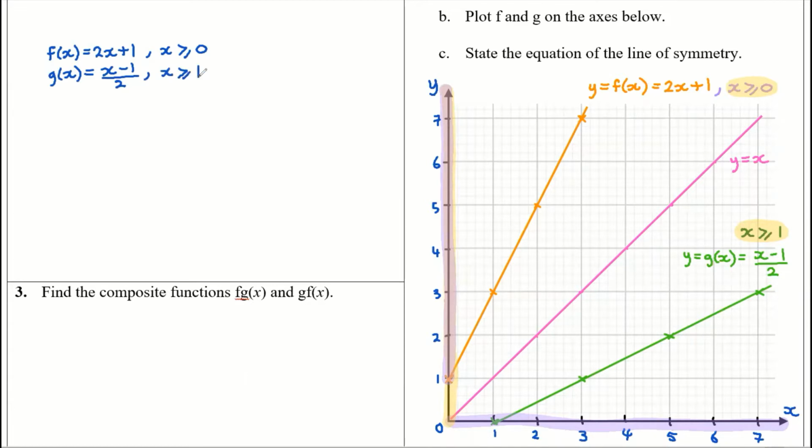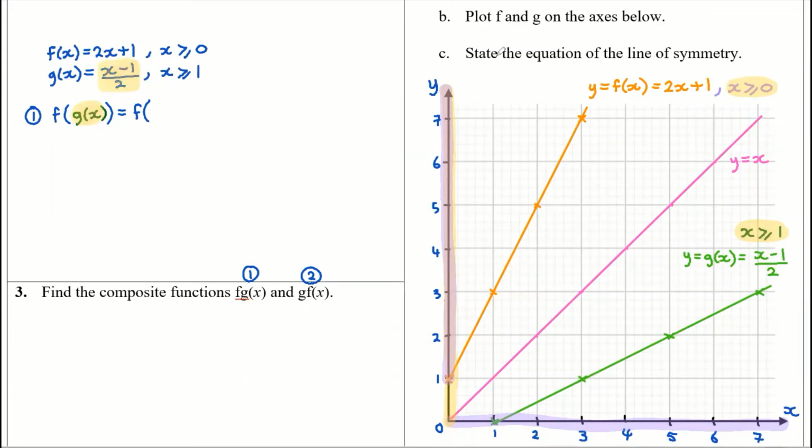Now, let's find the compositions. So let's do f of g, fg first. I'll call this one 1, this one 2. So for 1, we have to put g into f. So it's going to be f of g of x, which means that my input into f is going to be whatever the function g is. So let's just check. This g of x here is x subtract 1 over 2. So that's going to be my input.